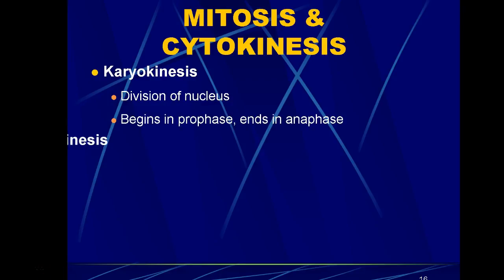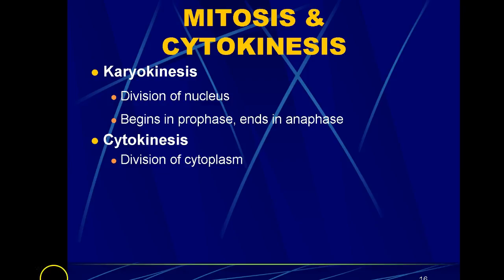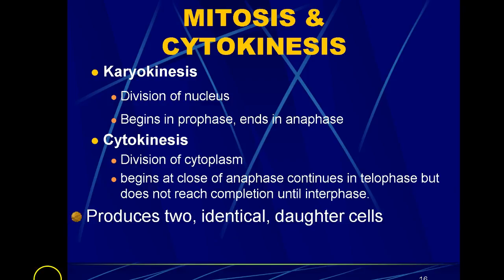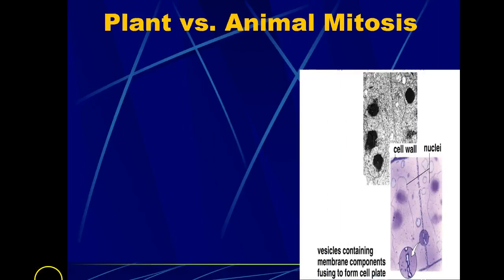Okay, and then we'll look at cytokinesis. Cytokinesis is a division of the cytoplasm. So we know that began when? At the close of anaphase, and then we know that it takes all the way through telophase, but it doesn't reach completion until interphase starts. So to go back over these stages again, one of the biggest things you can remember about mitosis is that it produces 2 identical daughter cells.